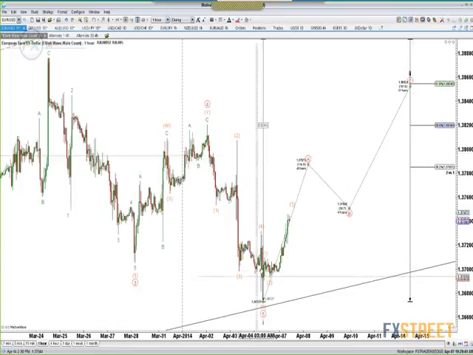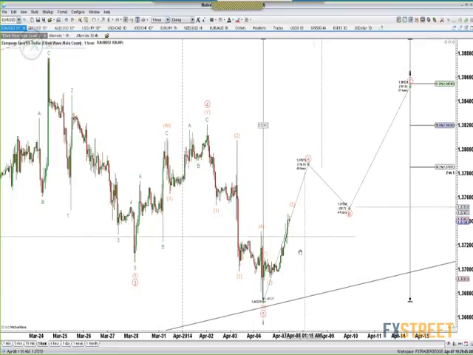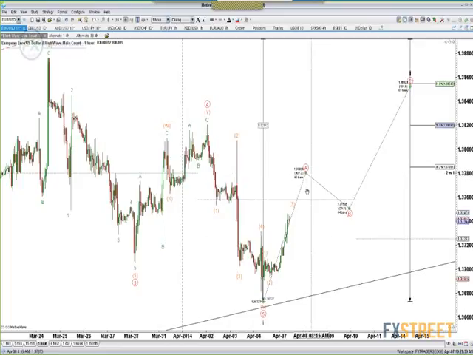Okay, so what's going on here? Here now we are on the hourly chart. The hourly chart is making the wave A. The wave A red encircled. Also, trading the markets is just a matter of patience. Plan the trade.